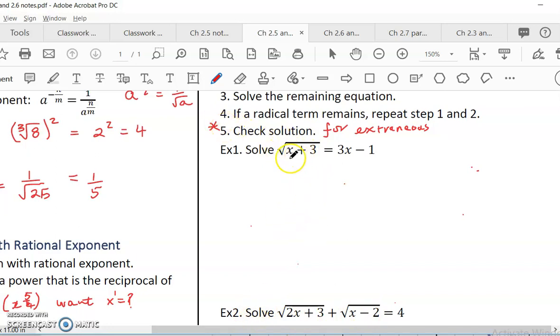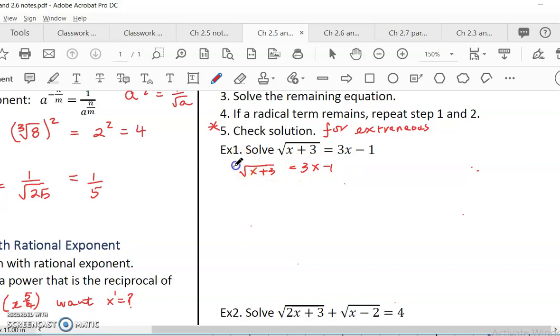I have my unknown x inside the radical and also outside. The inside has a 3 along with it. So remember, you cannot minus 3 like that. You cannot plus 1 to combine. So the only way to get rid of this radical is to square both sides. So I'm going to write it down: x plus 3 equal to 3x minus 1.